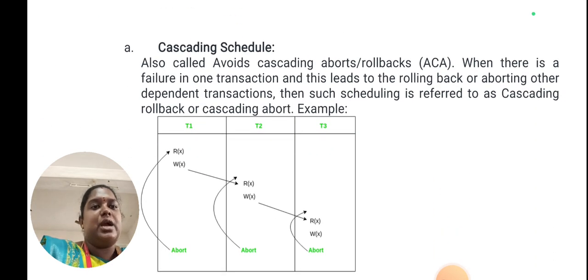Cascading schedules, also called avoid cascading abort or rollback: when there is a failure in one transaction and this leads to rolling back or aborting other dependent transactions, such a schedule is referred to as a cascading rollback or cascading abort.